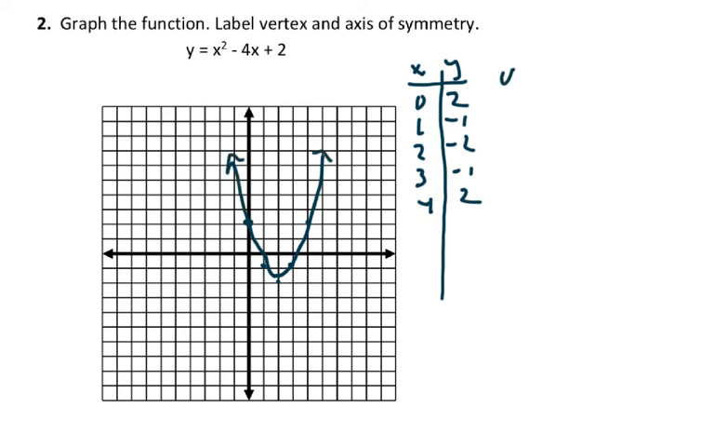What are some things that I know? Well, right away, I can see my vertex is 2, -2. My axis of symmetry is x equals 2, and that is right here. Splits that parabola right in half.